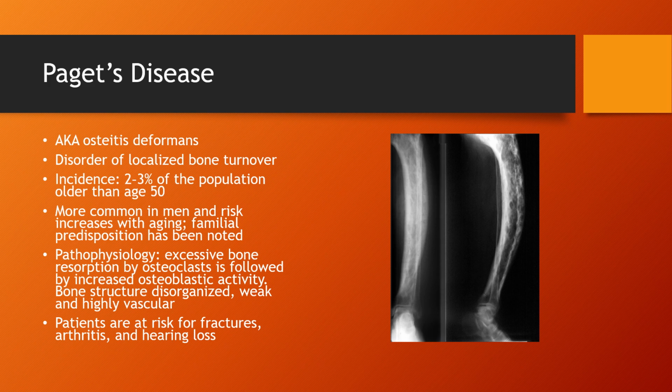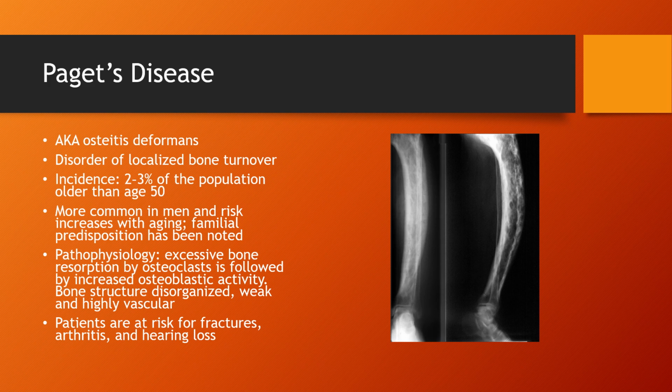Okay, the next condition we're going to talk about is Paget's disease. It's also called osteitis deformans. It's a disorder of localized bone turnover. It's pretty rare. Only 2 to 3% of the population older than 50 years old has it, and it is more common in men and increases with aging.